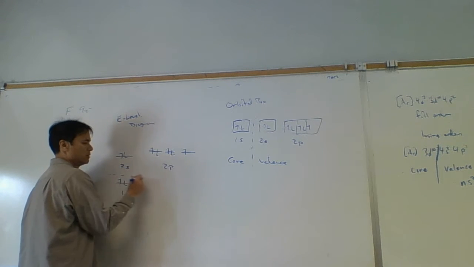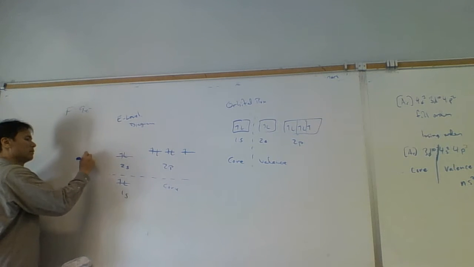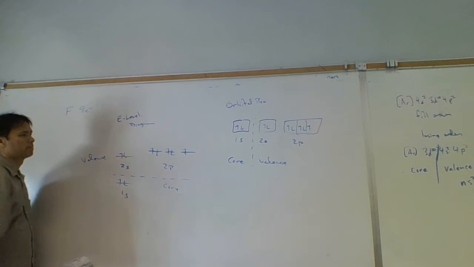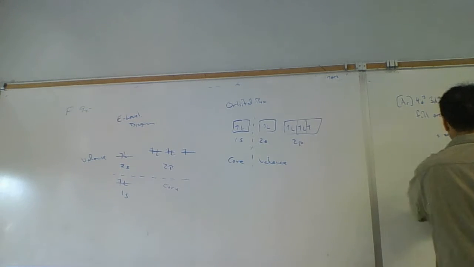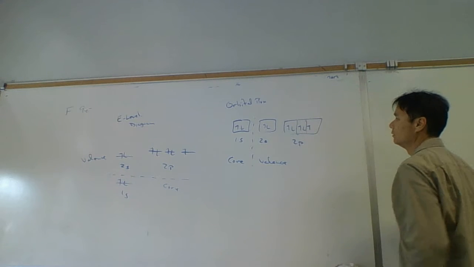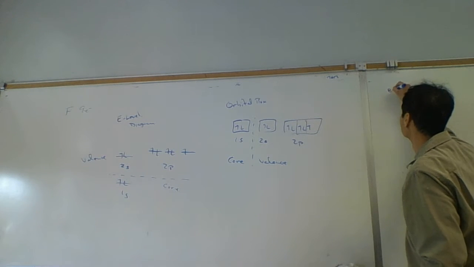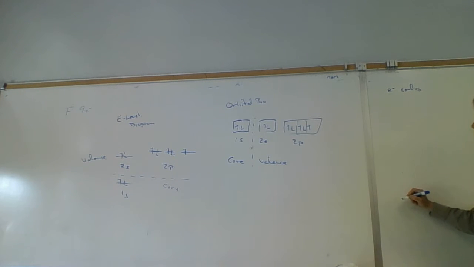Over here we can see the core. Here's the valence shell. It's the orbital box. And then the electron configuration. Let's go ahead and do that. We'll just do the standard.